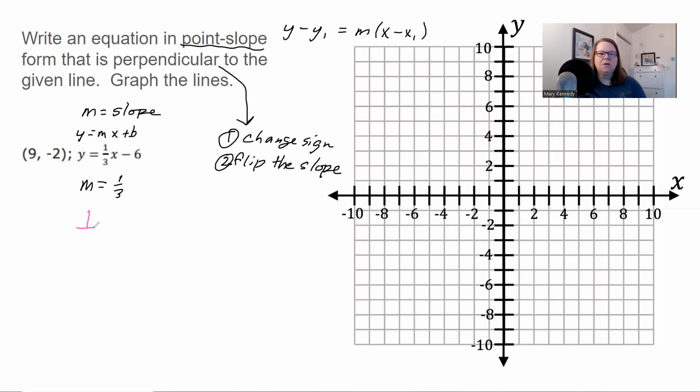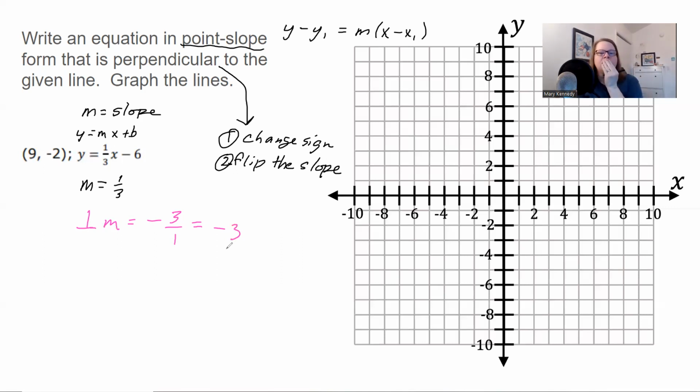So the perpendicular, that's the symbol for perpendicular, an upside down capital T. Perpendicular slope: I have to change the sign. So it was positive, now it's negative, and I have to flip it. Instead of 1/3, it's 3/1, which is good for graphing, but just know that -3 divided by 1 is -3. So we would say that the perpendicular slope is -3.